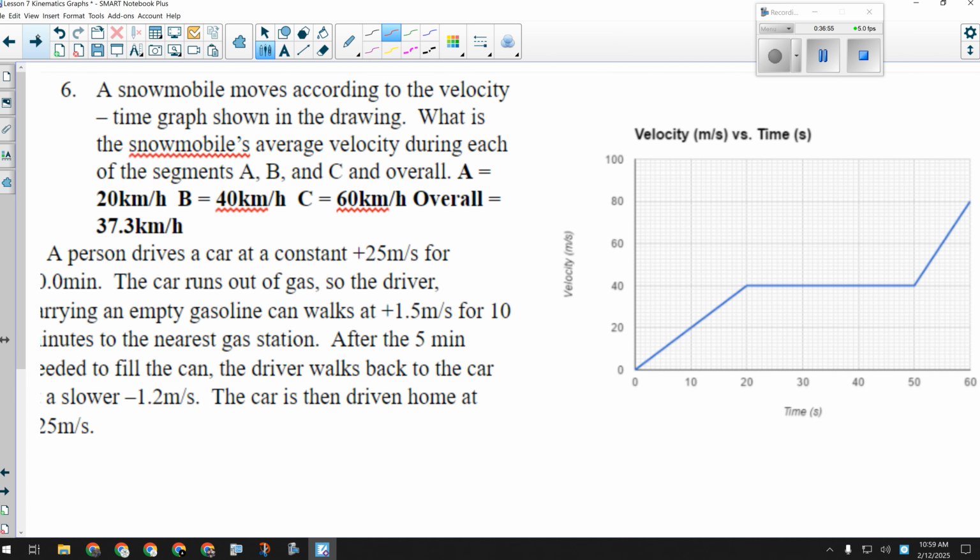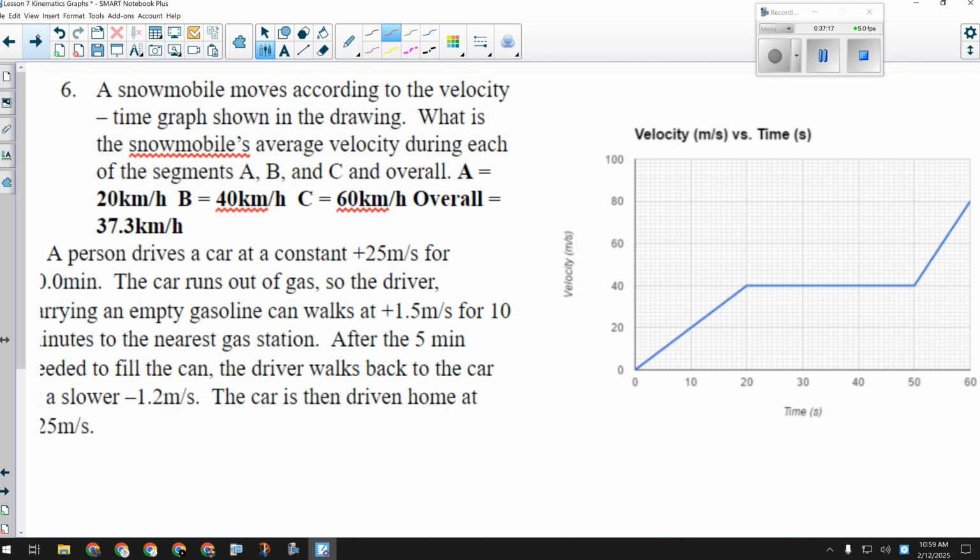Okay, I've got an irregular graph here, and it's for a snowmobile, an incredibly fast snowmobile, apparently. I wouldn't ride that snowmobile. 80 meters per second is really fast for a snowmobile. You're outrunning an avalanche straight down a mountain fast.